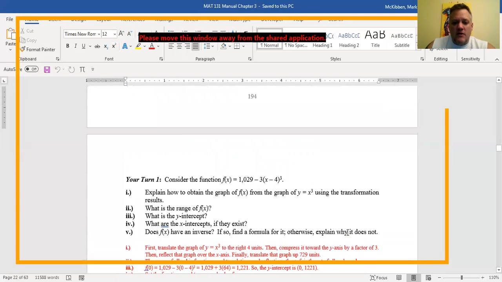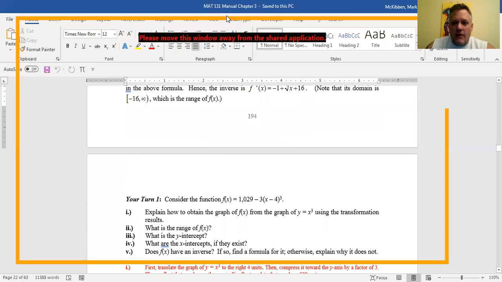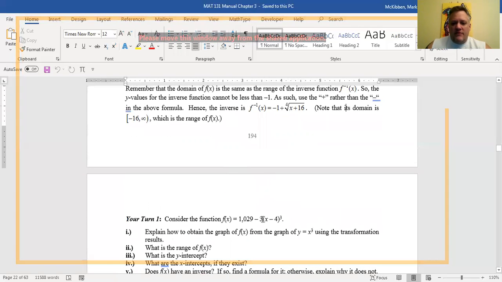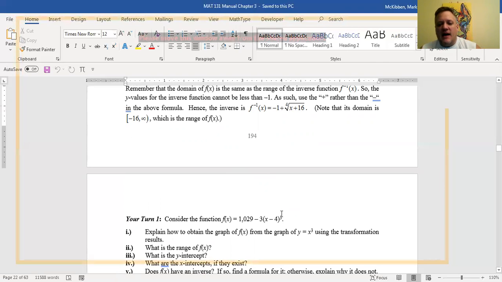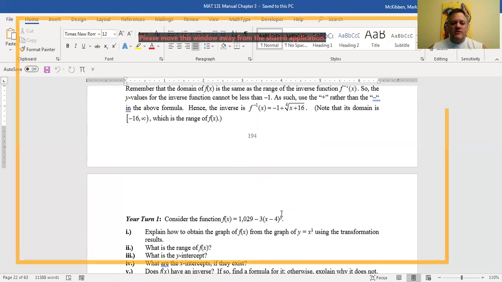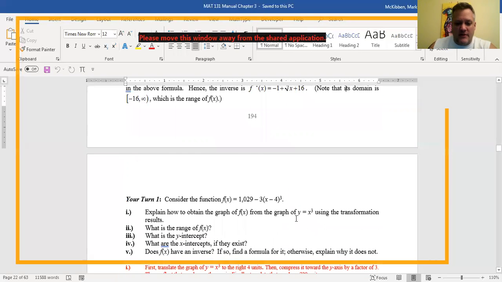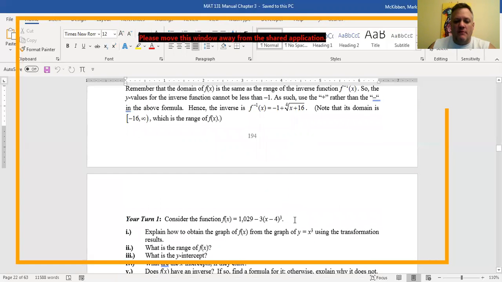All right, so go ahead and try this, your turn now. You have the same sort of thing. It's a cubic. It's been translated and whatnot. So same questions. You want to discuss how to obtain the graph, what the range is, x and y intercepts, does it have an inverse, and graph it. See what happens. And we'll talk about it when you come back.